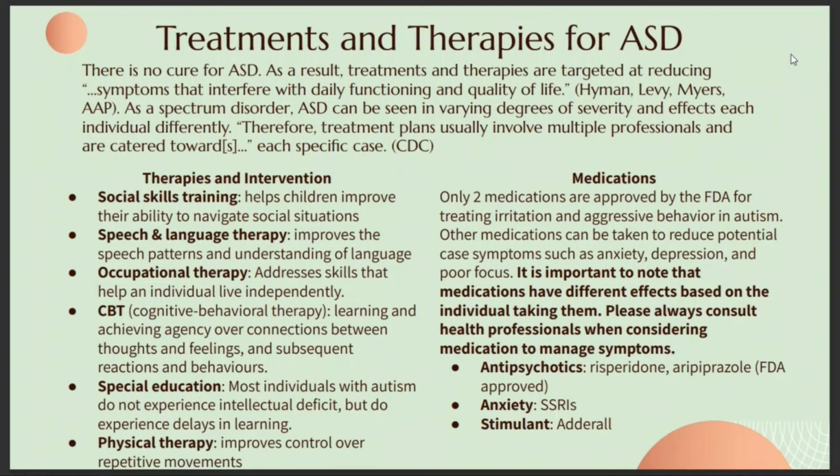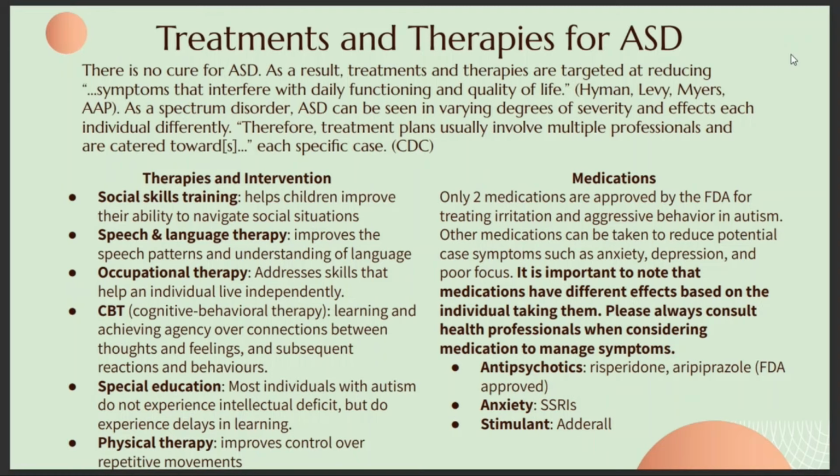Regarding treatment and therapy, there is absolutely no cure for this. As a result, the treatments and therapies are targeted at, number one, reducing the progression of the symptoms so the children can lead a normal adult life. Autism spectrum disorder can be seen, like I said before, in varying degrees of severity and affects individuals differently. Therefore, the treatment plans involve the neurologist, the psychiatrist, therapies and interventions, and medication.